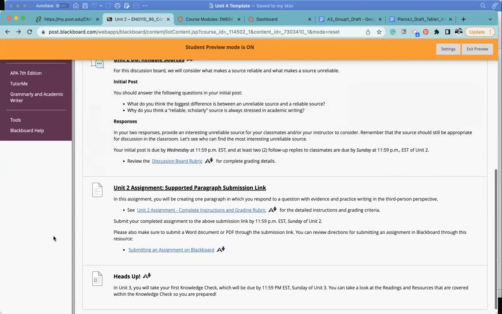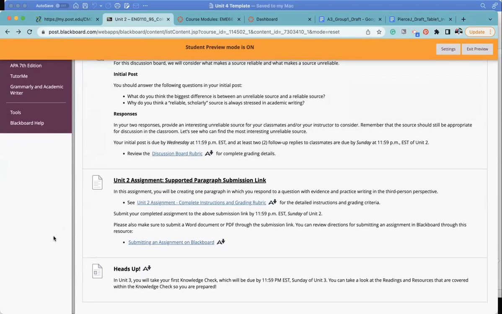Finally, of course, you have your Unit 2 writing assignment. This is a supported paragraph, which means you are only writing one paragraph just like you did last week, but this time it's going to be in third person. It's going to be academic in nature. So it's not going to be personal. It's not going to be about your own life or people that you know.